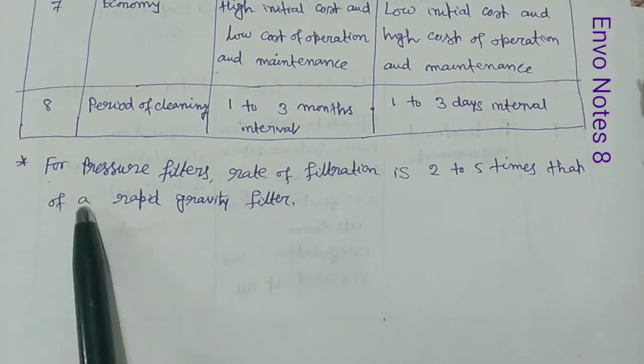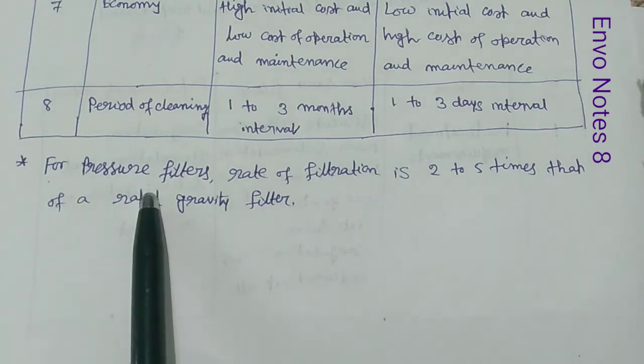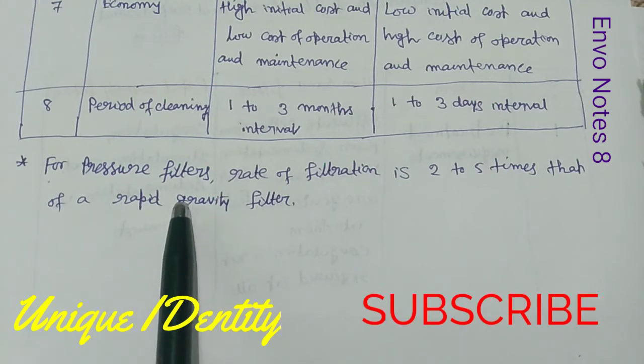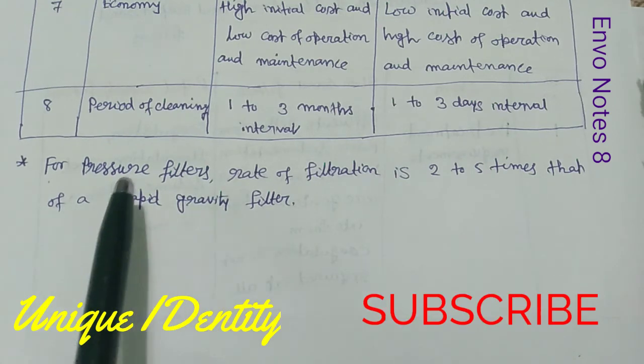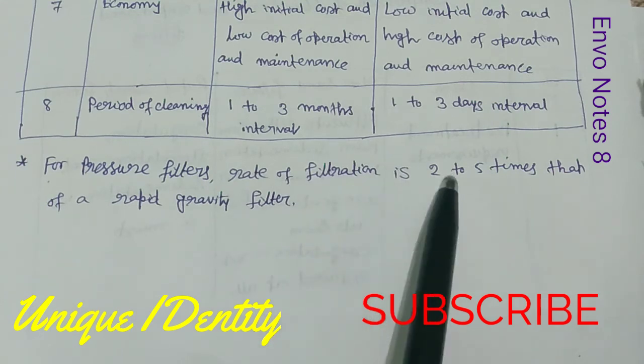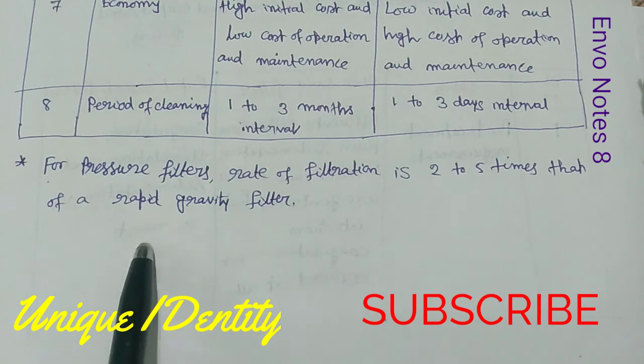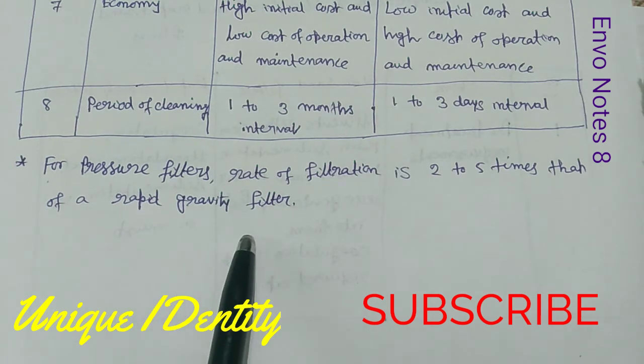Next, I am giving you a one-liner for pressure filter. This is not much important, but a question may be asked a little. That is why I am telling you, for pressure filter, the rate of filtration is 2 to 5 times that of rapid gravity filter or rapid sand filter. So this is the first part for water purification.